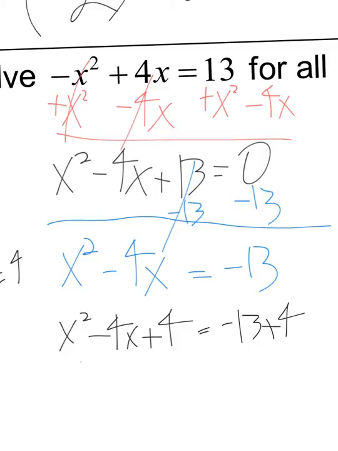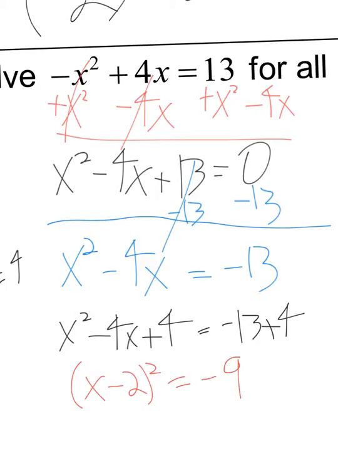So let's factor this side. It's going to turn into x minus 2 squared because the square root of 4 is 2 or negative 2. I'll use negative 2 because it's a negative 4. Negative 2 plus negative 2 is negative 4. So x minus 2 squared equals negative 9.